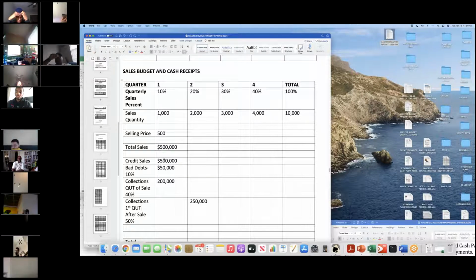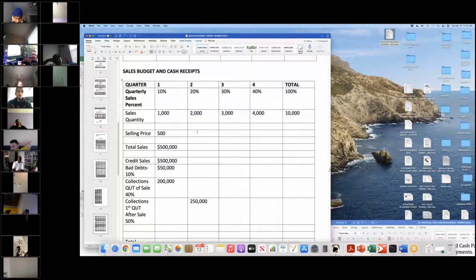We had sales of 500,000. 50,000 we're not going to get. We put that right here. Then we're going to collect 200,000 in this first quarter. The other 250 we get the next quarter.